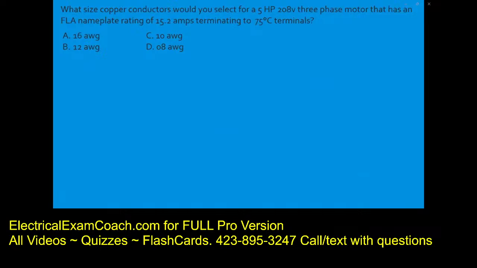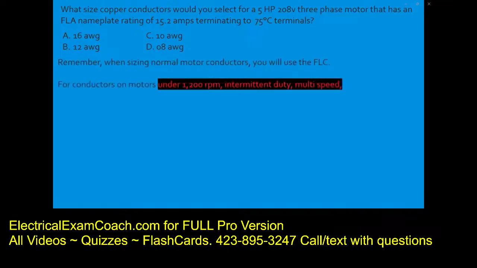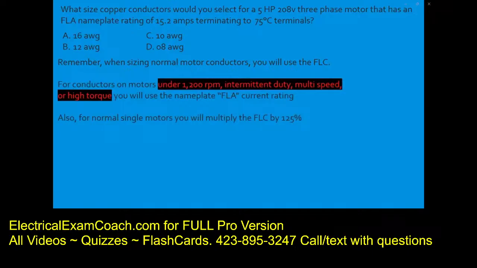What size copper conductors would you select for a 5 horsepower, 208 volt, 3-phase motor that has an FLA nameplate rating of 15.2 amps terminating to 75 degree C terminals? Remember, when sizing normal motor conductors, you will use the FLC. On these types of motors, you're always going to use the FLA. Also, for normal single motor conductors, you're going to multiply that FLC by 125%.